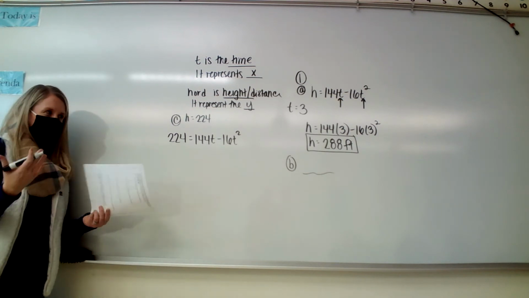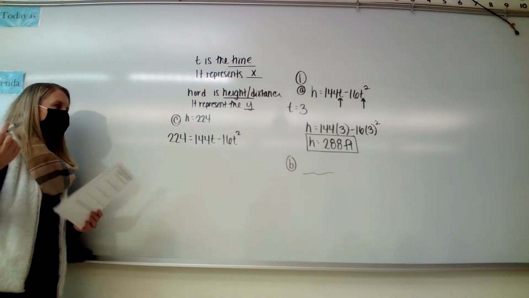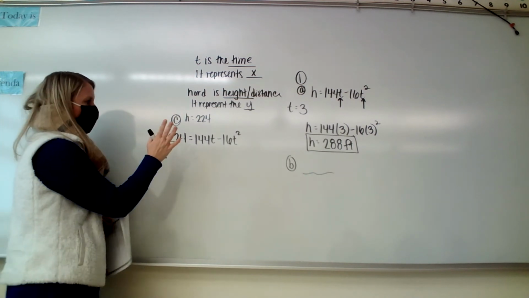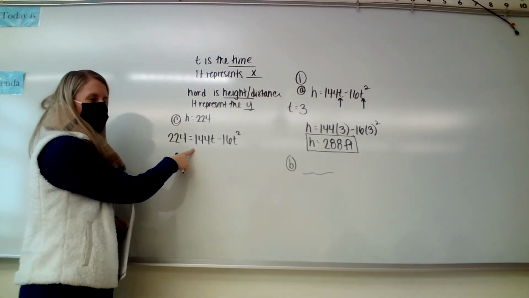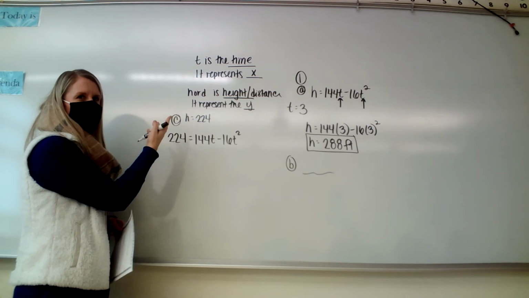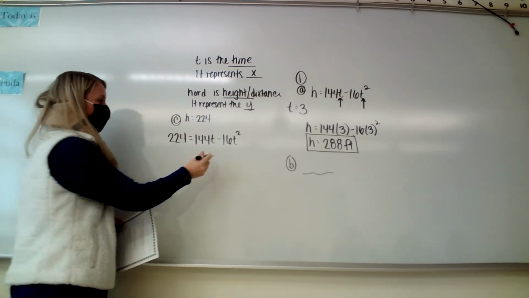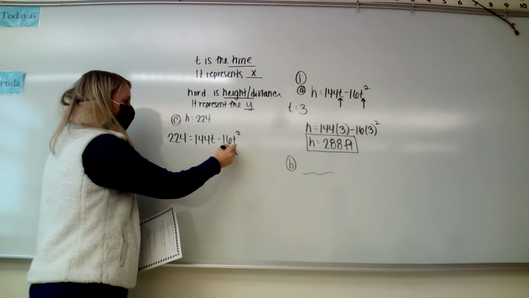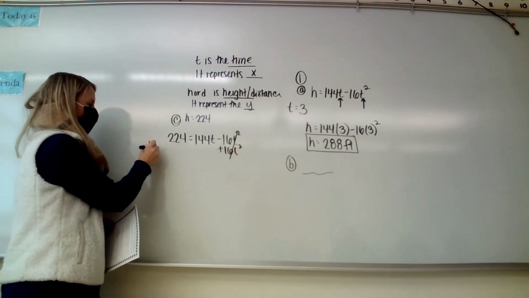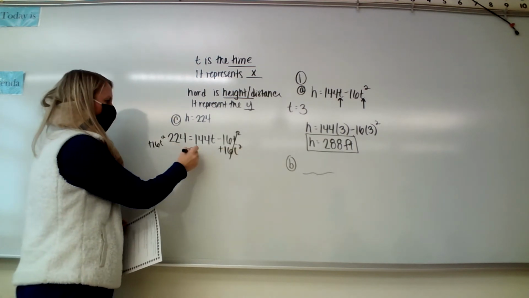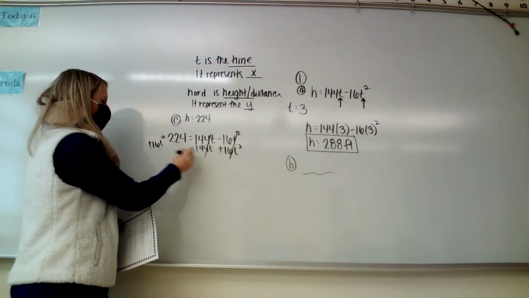But it really is just about what do you have, plug it in, and see what you can do from there. So I'm just going to put it in standard form and use the quadratic formula because I know it's going to work. It might be factorable, I don't really feel like factoring it, so I'm going to move everything over here. I like to make that t squared positive. So standard form, equal to 0.